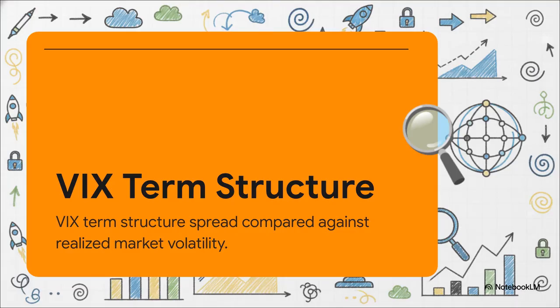Taking just a second to translate the jargon here, this strategy looks at the gap between expected future volatility and the actual volatility happening in the market right now. It examines the VIX term structure spread, which is essentially how options markets are pricing fear over different time horizons, and compares that to the realized historical volatility. Whenever these two things diverge too far from each other, there's often a mean reversion opportunity.